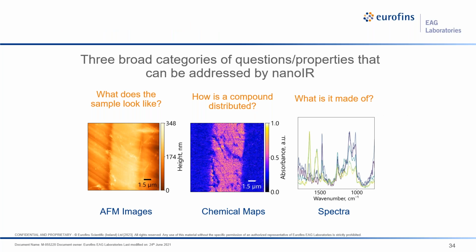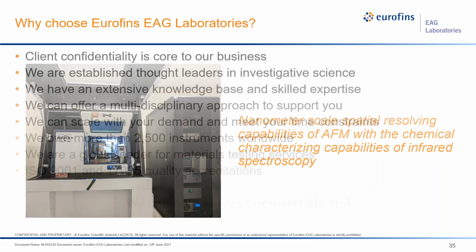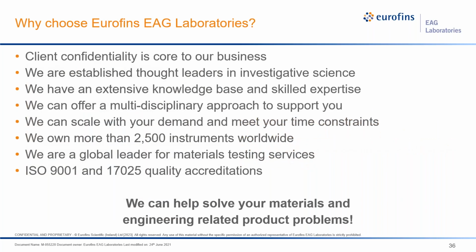So again, just taking a step back, there are 3 categories or questions you can address with nanoIR. That is what the sample looks like, how its different compounds are distributed, and then lastly, what your sample is made of. So if any of these questions are of interest and you need to access spatial resolutions that you can't access with other vibrational spectroscopy techniques, then nanoIR might be a good avenue for analyzing your sample. So lastly, this is what the instrument looks like. And with that, I will take any questions.